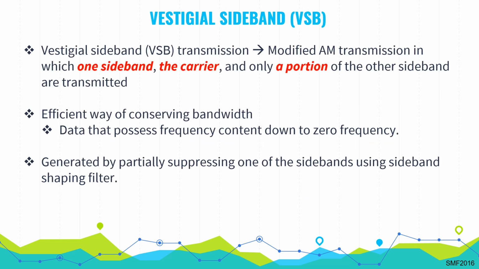Now let's move on to vestigial sideband VSB transmission. VSB is a modified AM transmission technique where 1. One sideband is fully transmitted, 2. The carrier is partially transmitted, and 3. Only a portion of the other sideband is transmitted.